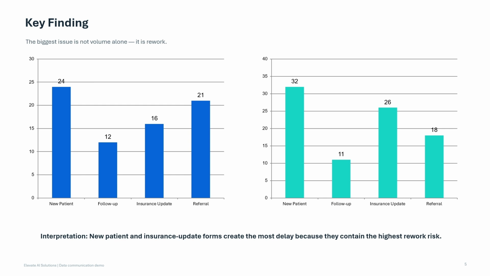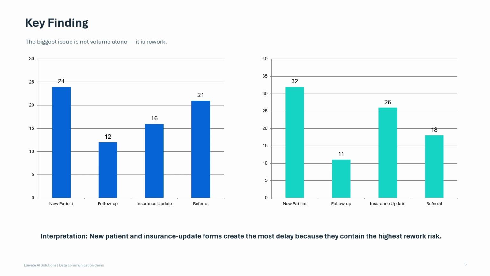The key finding is that the clinic's biggest issue is not volume alone. It is rework. That's important because different root causes require different solutions. If volume were the only problem, the clinic might simply add staff. But when rework is driving the delay, the better solution is to prevent errors earlier in the process.